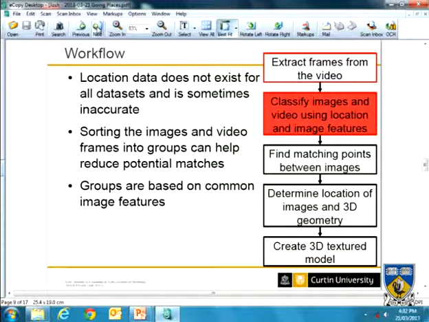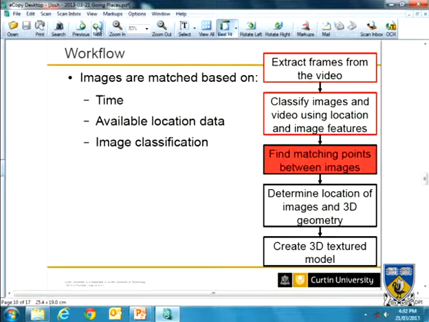So the location data, as I said before, doesn't exist for everything, but we can use it for some. So the other alternative then is to sort by what's in the images. We do this by basically selecting an image that contains a lot of detail and then matching this to other images to create a group of images, and then out of the ones that are left, we grab another image and continually sort them into groups that way. This is based on common image features, and then after that we can start matching images.